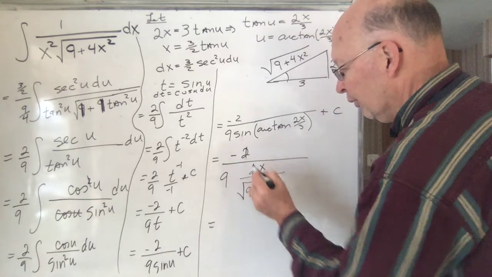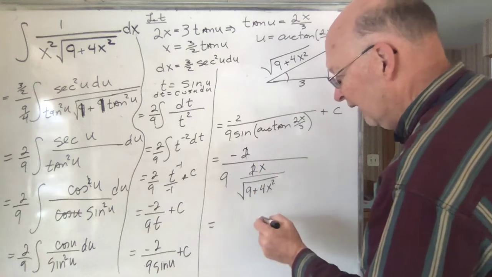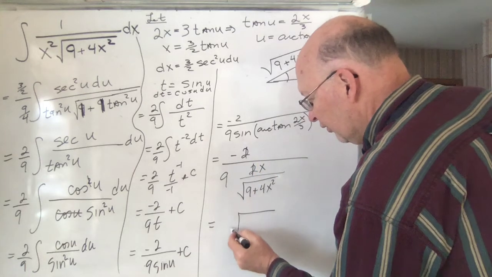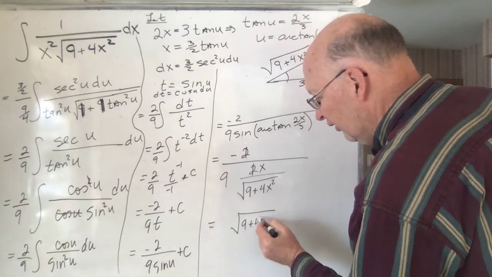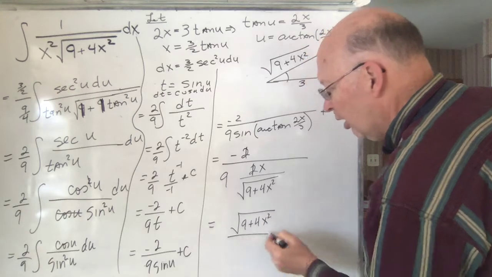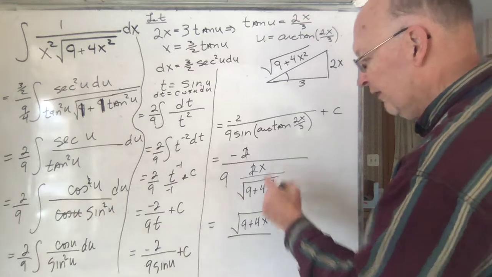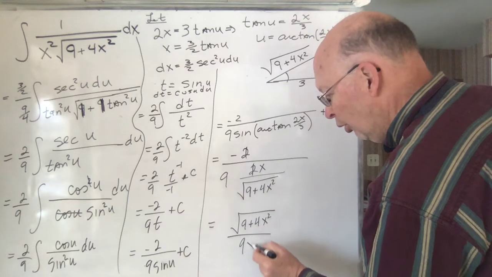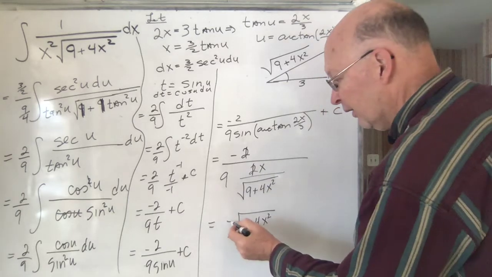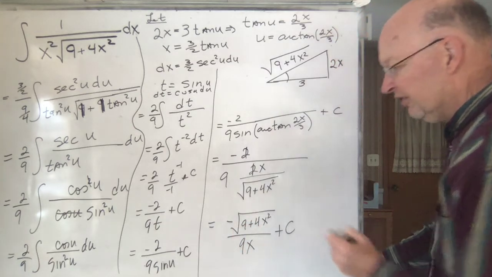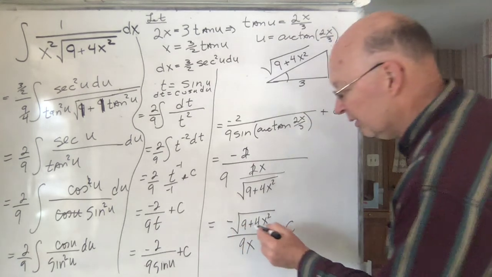This 2 cancels with this 2. This thing comes up on top, and I end up with the square root of 9 plus 4x squared all over, I still have a 9 on the bottom, and I still have an x on the bottom. See that? All over 9x, and I have a negative right there, plus c. There you go. So that's how it works.